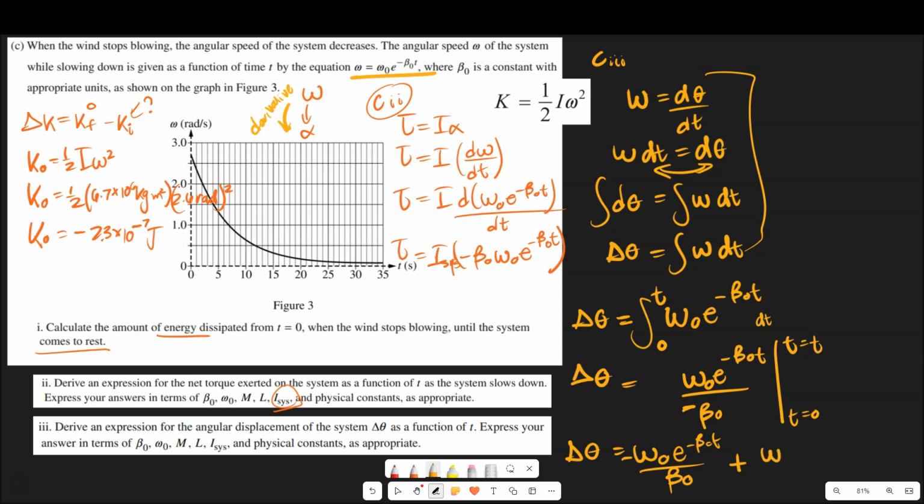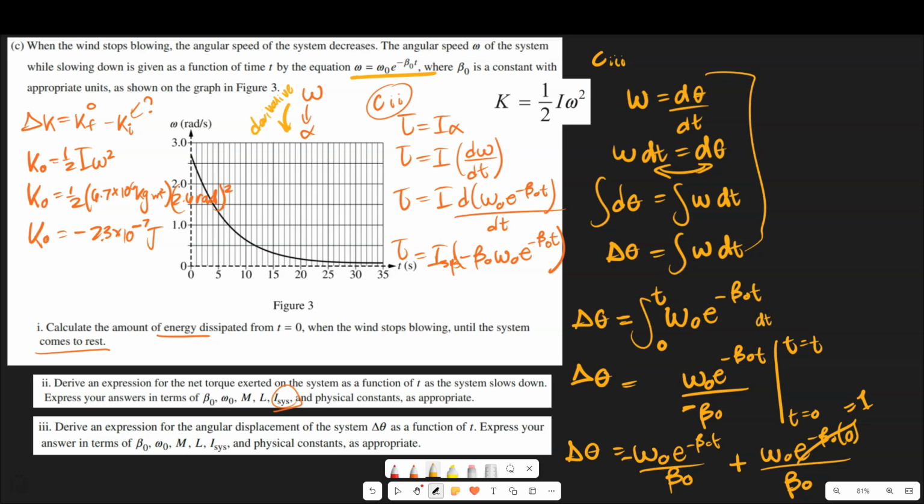Now we need to be careful here. This e to the minus beta naught times t. What is t? Well, t is 0. So let's think about that in just a moment. Okay, this is beta naught. When you have anything to the 0 power, it just is 1. So this whole thing is equal to 1, you could say, right?